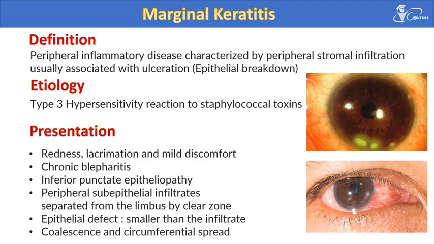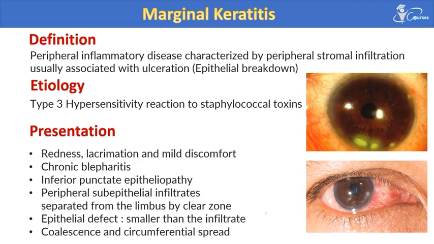Okay, so back to the subepithelial infiltrates, it tended to be peripheral subepithelial infiltrates and separated from the limbus by a clear zone. So check here, the subepithelial infiltrates are separated from the limbus by a clear zone. Here is again the infiltrates separated from the limbus by a clear zone. They will sometimes have epithelial breakdown, which tends to be smaller than the infiltrate.